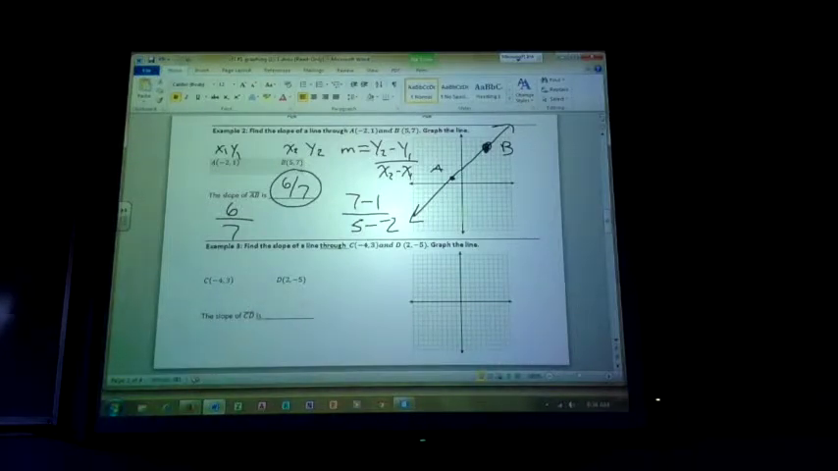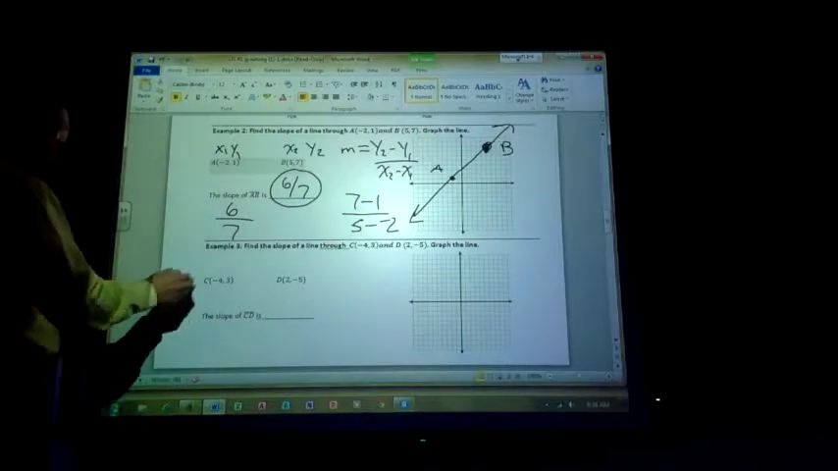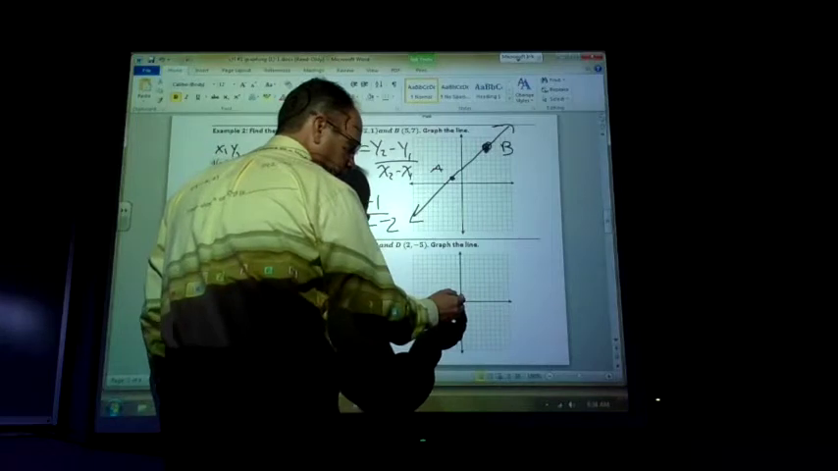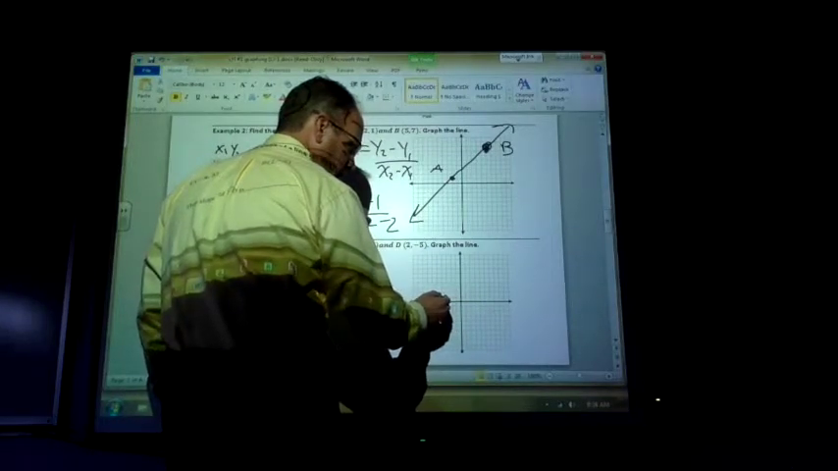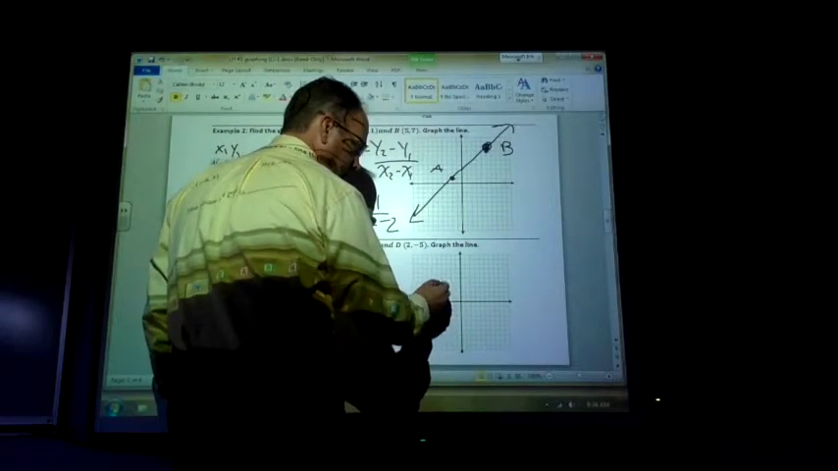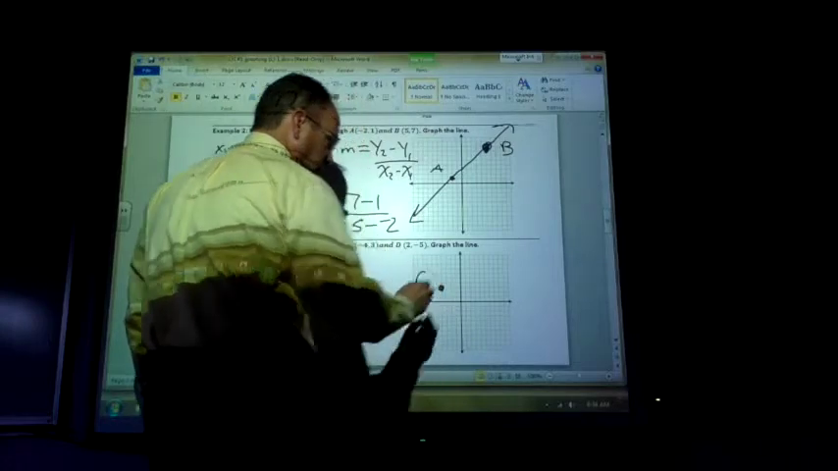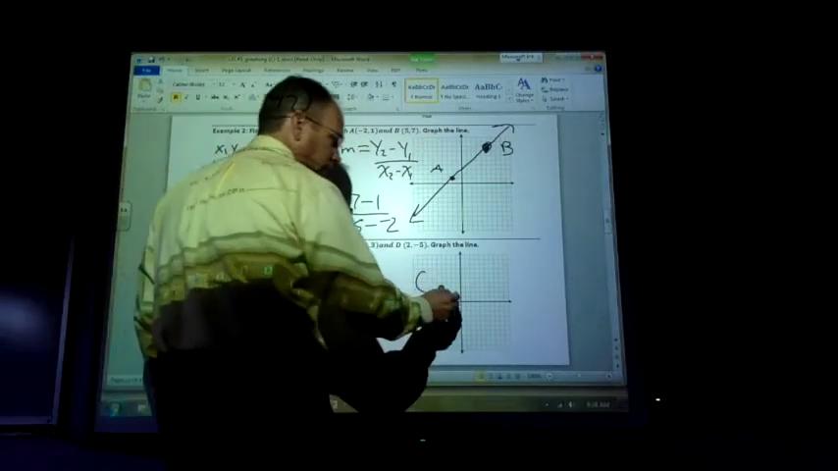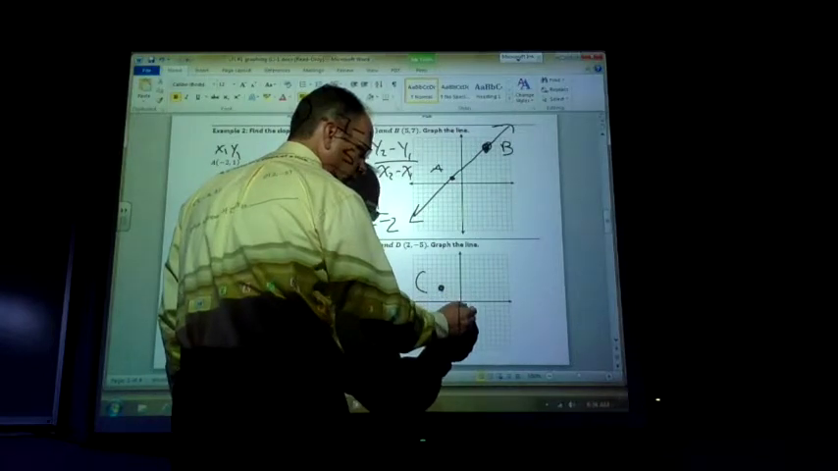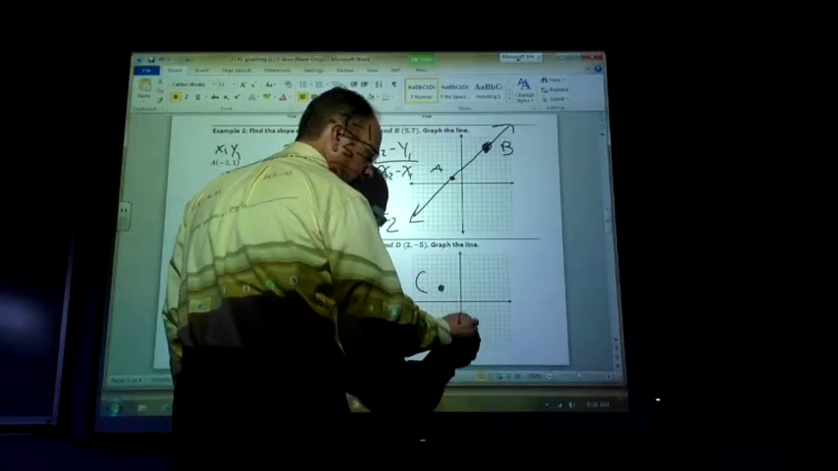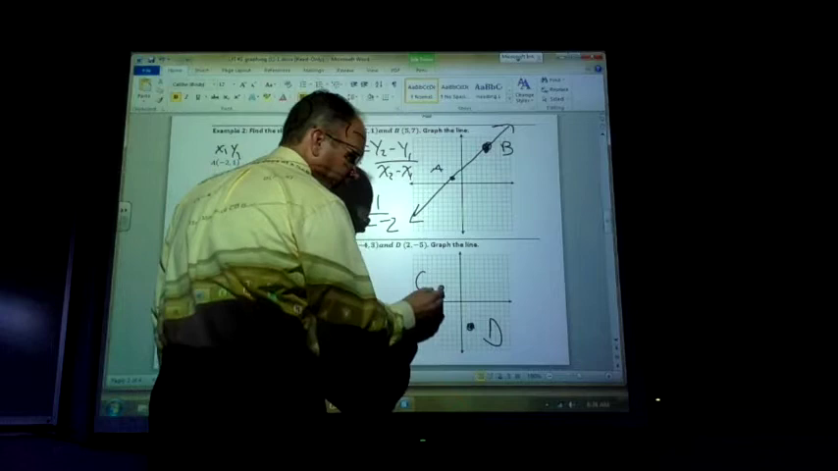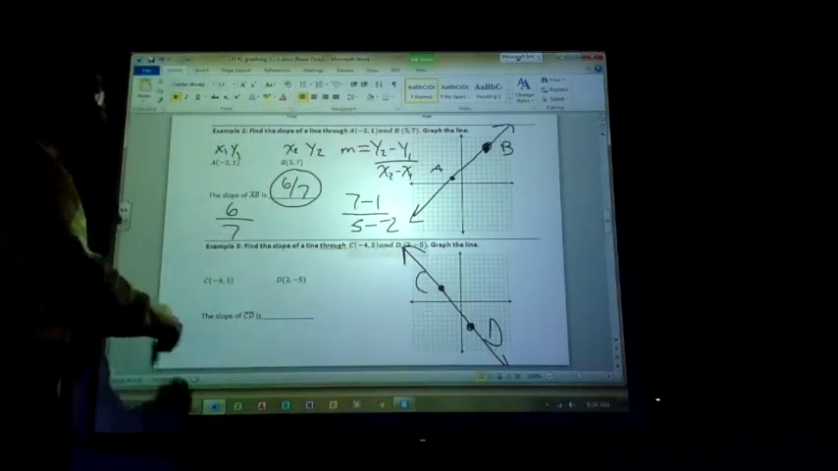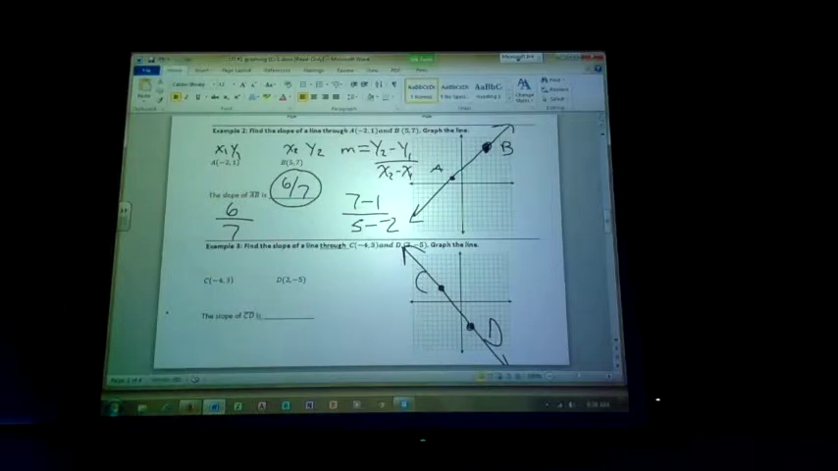What about this next one? It says the slope of CD. So if I was going to plot point C, I have negative 4, 3. That's point C. And then point D is 2, negative 5. So I'm going to go over 2, down 5. If I connect the points and just keep going both directions, does this one appear to be rising or falling?